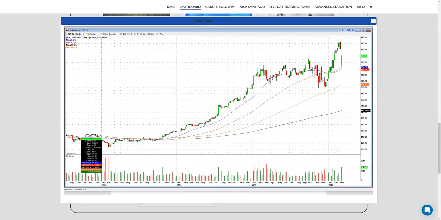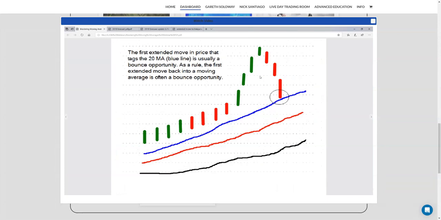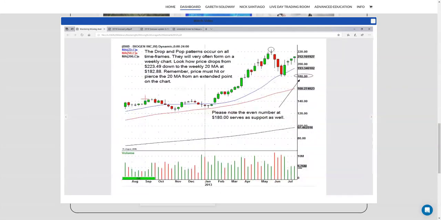And it's been working for years. But again, it's the same premise. Any moving average, as long as you're coming from a major point, that's going to be support.